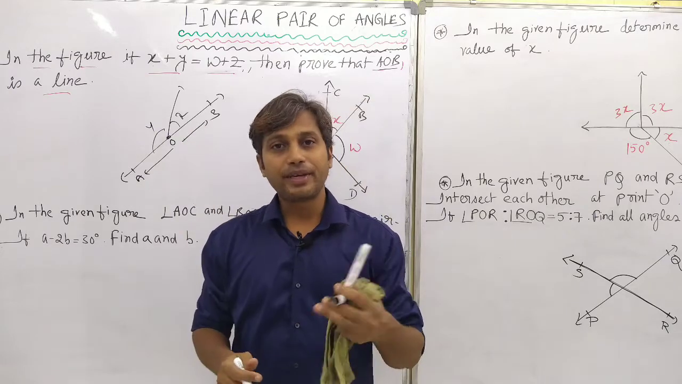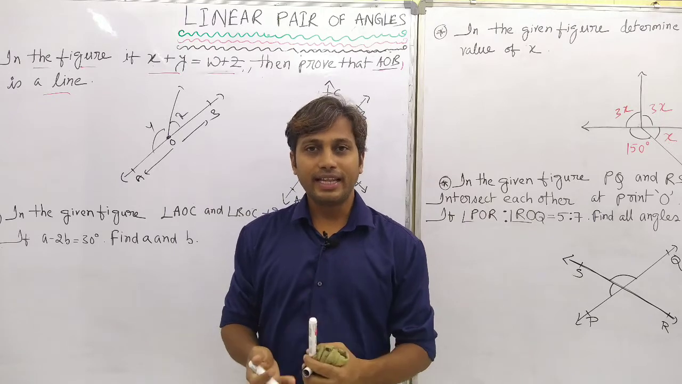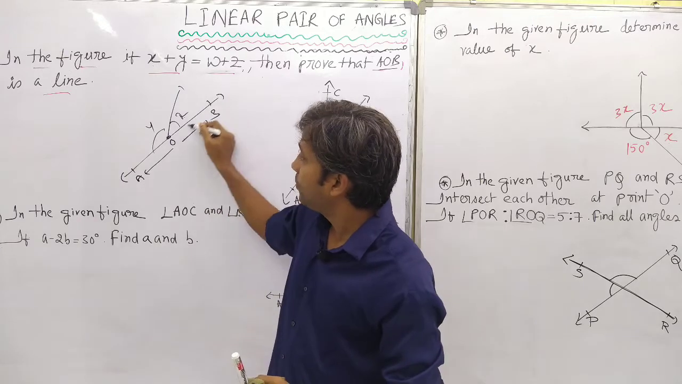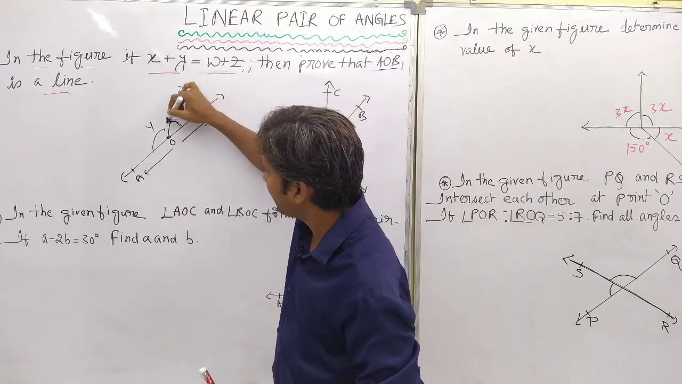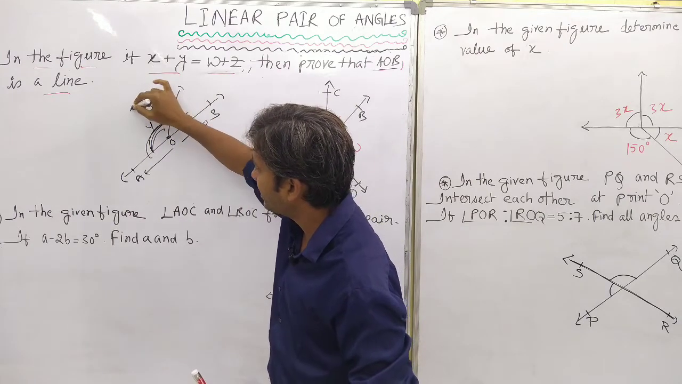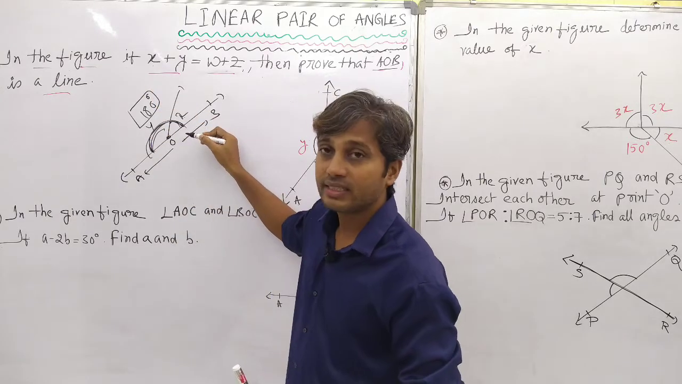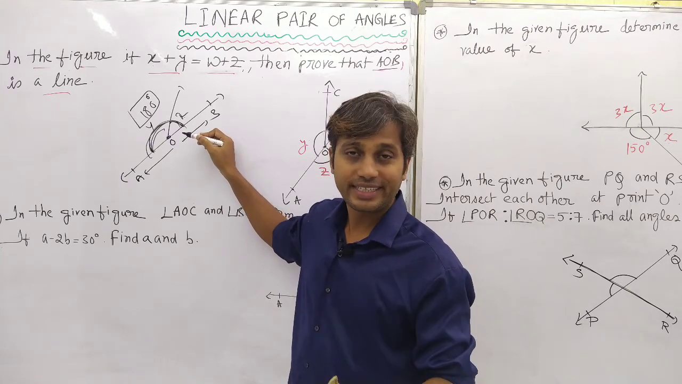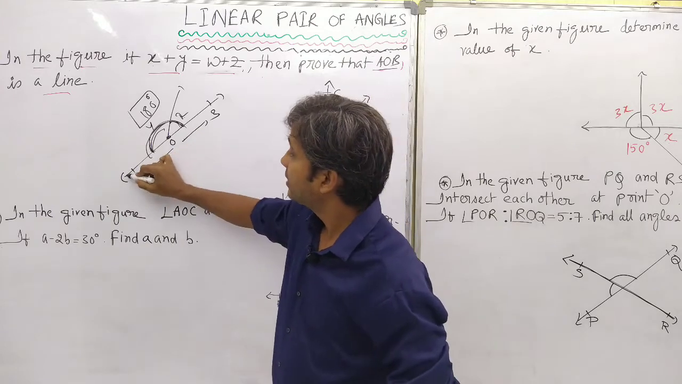If this x and y are forming a linear pair, then can we say that AOB is a straight line or not? Why? See, if it is a linear pair, the sum of these two angles is 180 degrees. Got it? When this total angle is 180 degrees, it is only possible on a straight line, because it's a straight angle. When a straight angle is formed, you can confirm that this is a straight line.